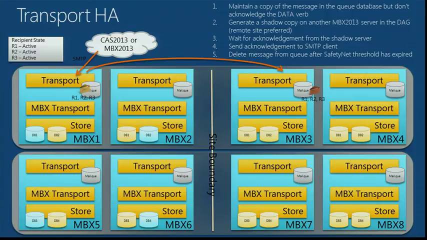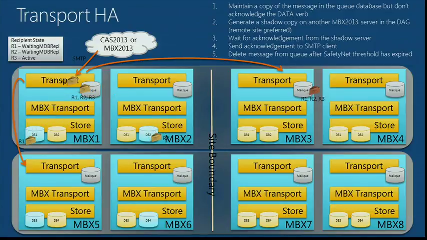We do have to wait for the acknowledgement from the shadow server to do that, so we get that acknowledgement back. And then we'll send the acknowledgement to the sending client or server at that point. So we're still doing a form of delayed acknowledgement in there. We don't send that last 250 OK to the sending server until we have it redundantly persisted. Then, after we've done that, we'll begin the delivery process.